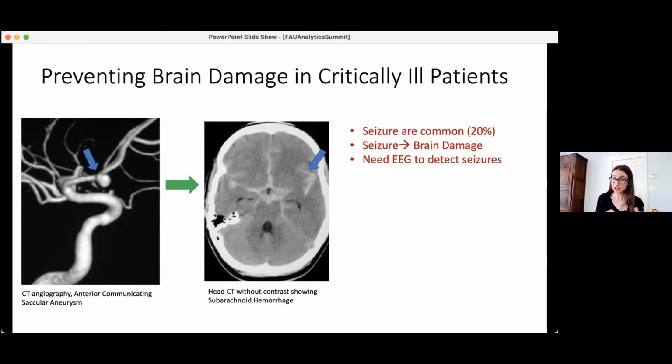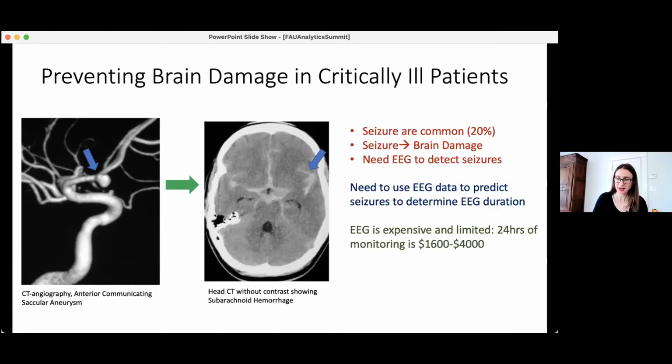Now, seizures can actually be more problematic than the original injury, like the original whatever you had. So we need to predict these seizures in advance, because that's how the doctors know how to care for the patient. They have to put the patient on medications, and they have to keep the patient monitored for as long as the patient needs to be monitored.